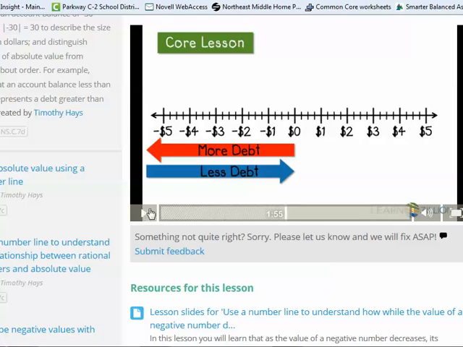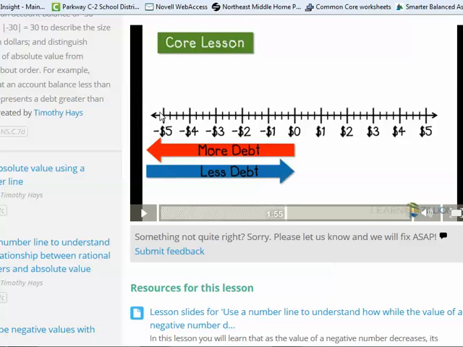All right, so down there on your notes where it talks about debt, I want you to go ahead and write this on your number line. The further you go to the left, below zero, you have more debt, and as you go to the right, you have less debt. So I want you to write those arrows. To the left would be more debt, and to the right would be less debt.